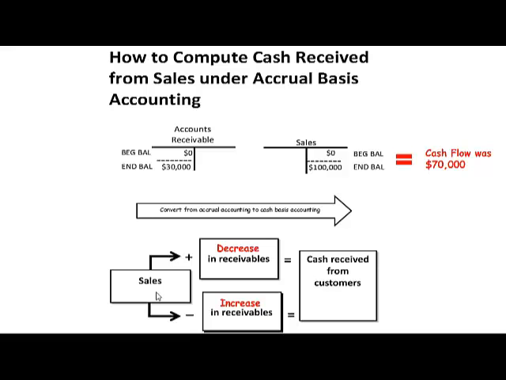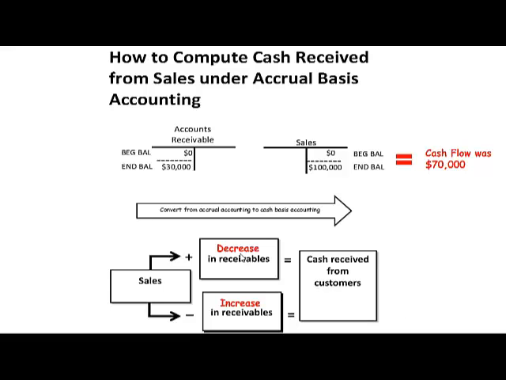I take my total sales for the accounting period, and I'm either going to add a change in accounts receivable or subtract a change in accounts receivable. As an example, if I take my total sales and I have an overall decrease in accounts receivable, I'm going to add that to my sales, and that'll be my cash received from customers. On the other hand, if I have an increase in receivables, I'm going to take my total sales and subtract out my increase in receivables, and I end up with the cash received from customers.